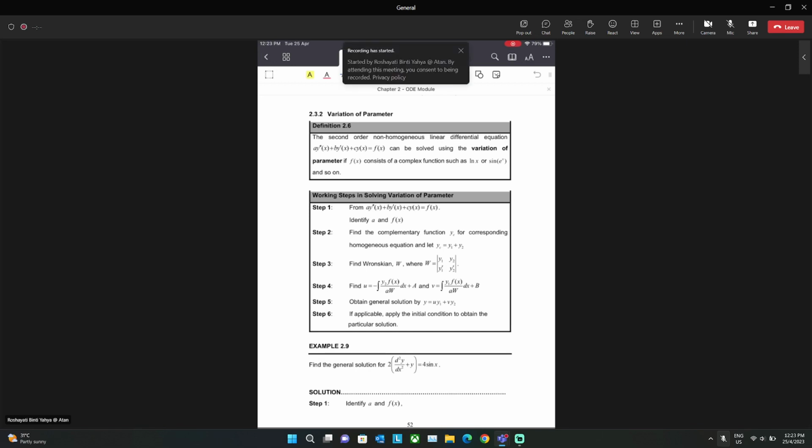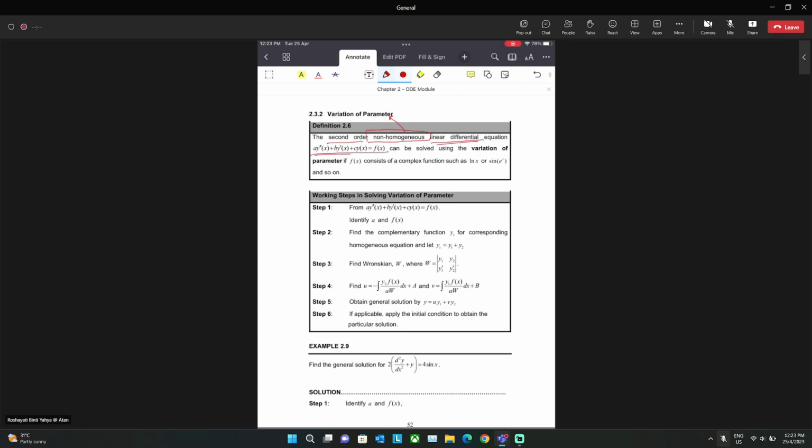Variation of parameter here. The second order non-homogeneous linear DE. Second order and then linear. Now under non-homogeneous, this is the second method or second technique, which is variation of parameter.